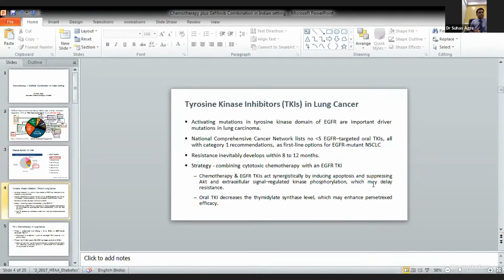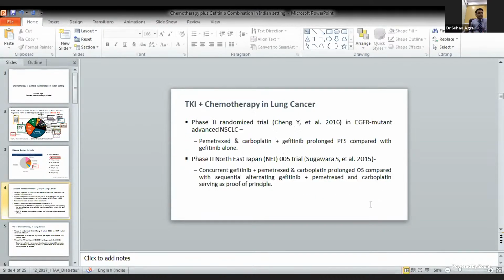So now coming toward the TKI, what is the rationale? Combining these two treatment strategies, chemotherapy and EGFR TKI, would act synergistically by inducing apoptosis, and they would suppress extracellular signal-regulated kinase phosphorylation, which is going to delay the development of resistance. And oral TKI also decreases the thymidylate synthase level, which can enhance the pemetrexed efficacy. Basically, the rationale for this particular combination was coming from the phase 2 trials.